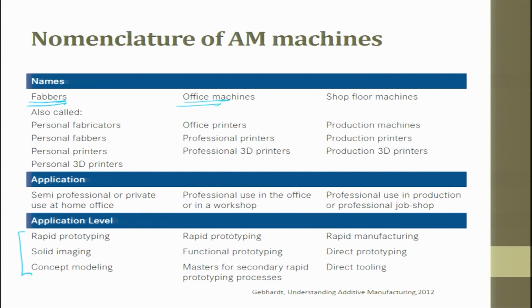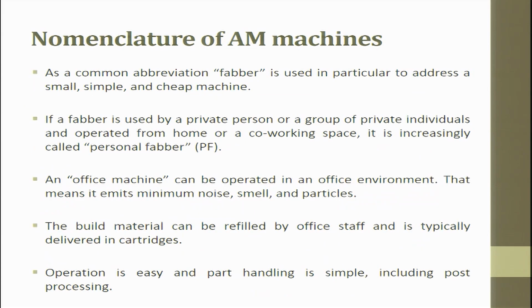When we talk about shop floor machines, the production machines, production printers, the professional use in production or professional job shops, these are the applications. It can be used for rapid manufacturing, direct prototyping and direct tooling. So, these are the places where shop floor machines can be used. As the common abbreviation Faber is used in particular to address a small, simple and cheap machine, you can say economic machine.